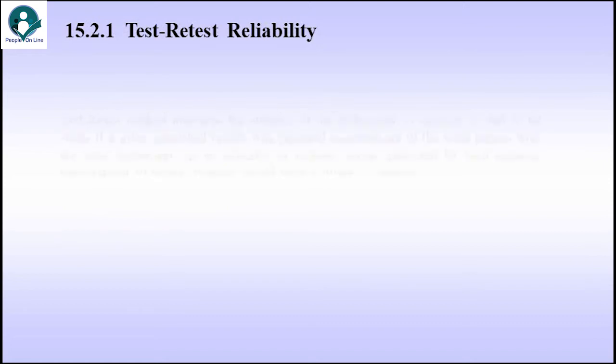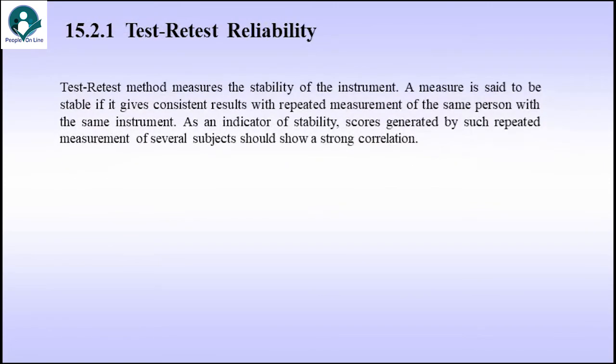Test-retest reliability. This method measures the stability of the instrument. A measure is said to be stable if it gives consistent results with repeated measurement of the same person with the same instrument. As an indicator of stability, scores generated by such repeated measurement of several subjects should show a strong correlation.